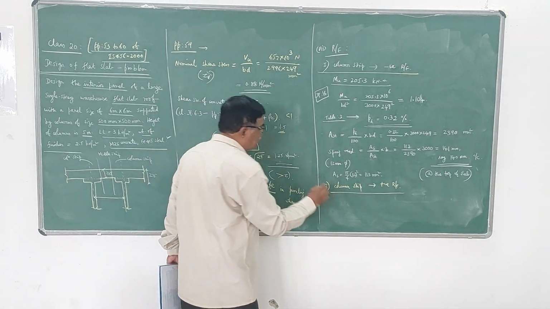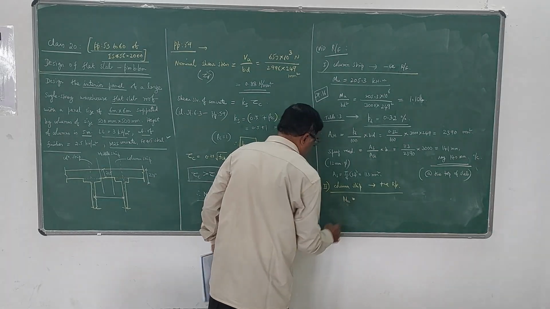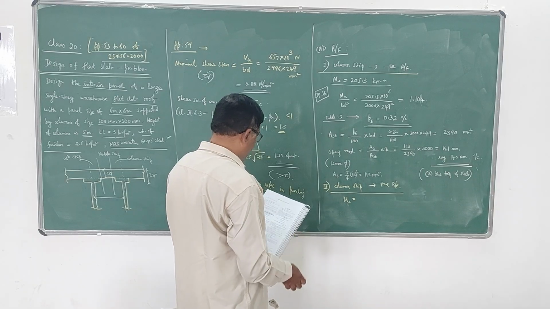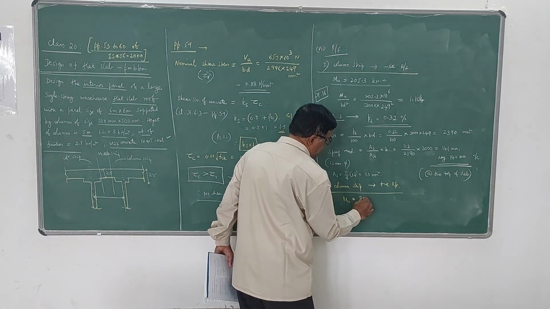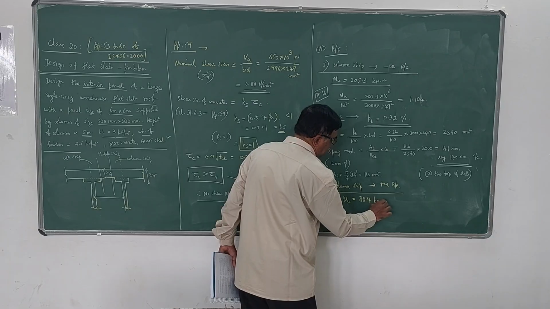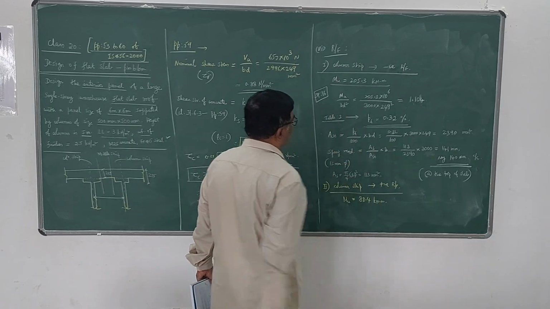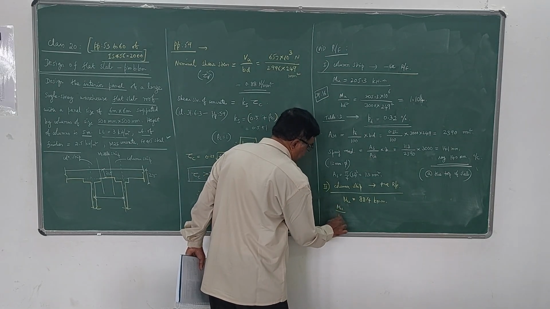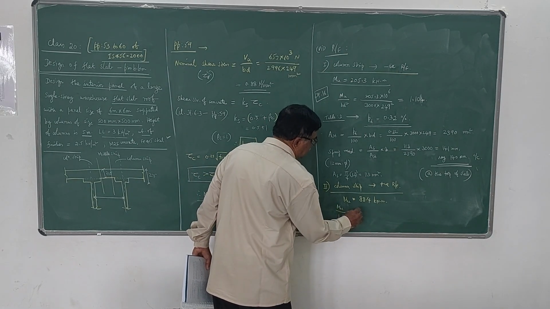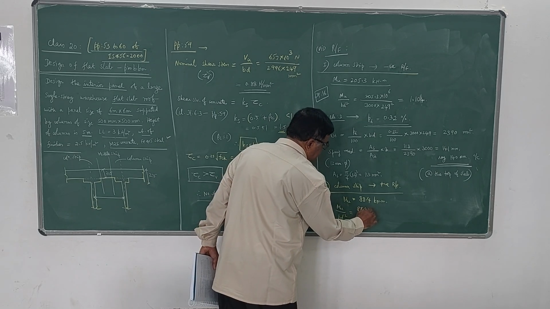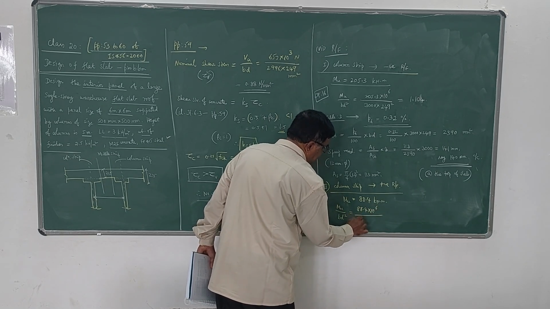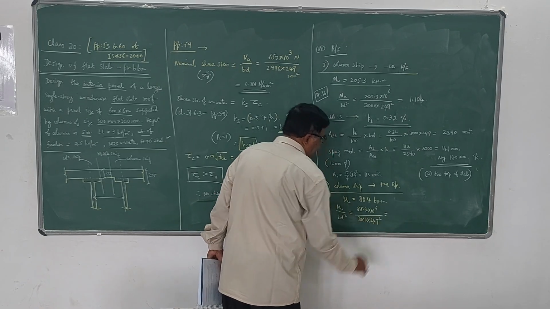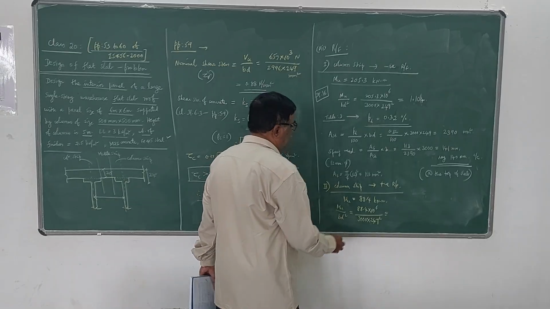How much do we have to take for Mu here? The positive bending moment is 88.4 kilonewton meter. The same procedure is used. So Mu by bd square we have to calculate: 88.4 into 10 power 6 divided by 3000 into 249 square. We are going to get one value.